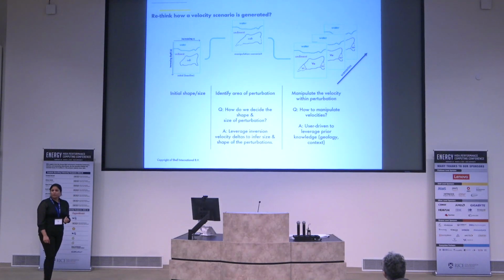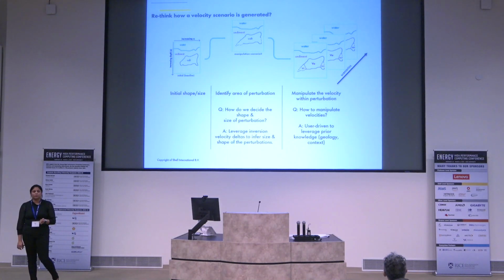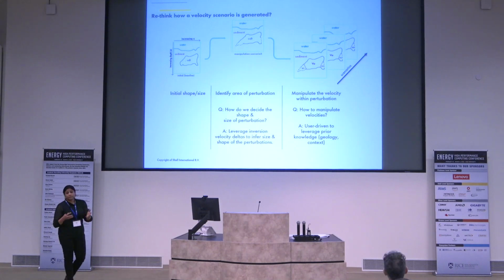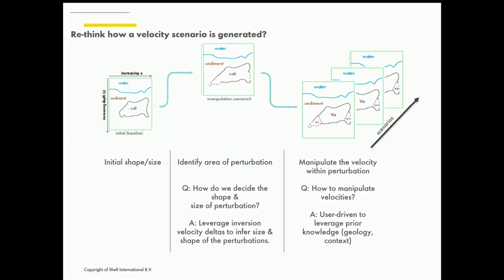So we thought we would take a different look at how we can approach scenario generation. Again, I'll be using salt scenarios to explain this, but given an initial shape of the salt, can we figure out the size and the places of the salt that we really want to perturb? Are there any pieces of data that are typically available within a velocity model building project that we can leverage to do this? And the second step becomes, if we figure out the perturbation areas, or how we want to change the shape of the salt, can we then go in and put in various different velocities to generate multiple scenarios?